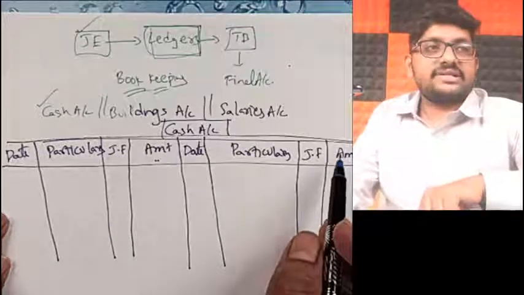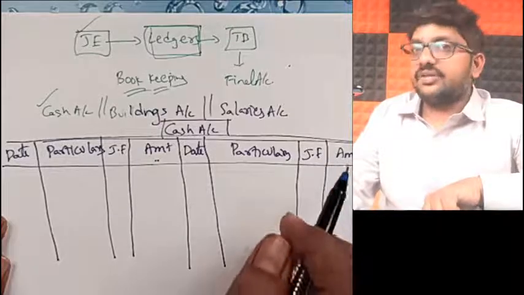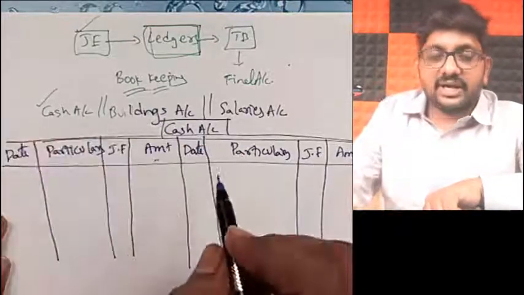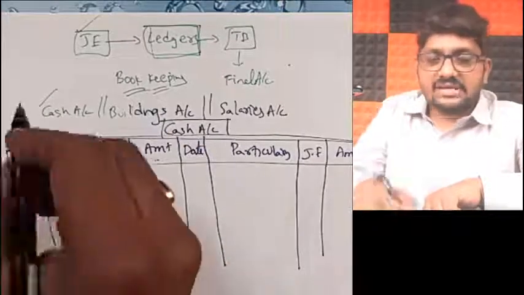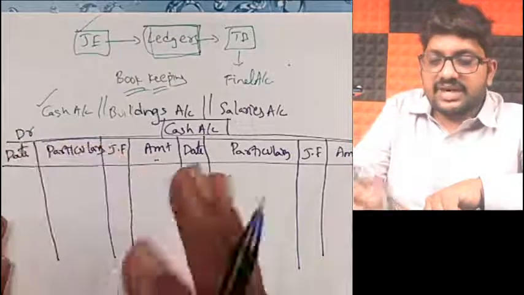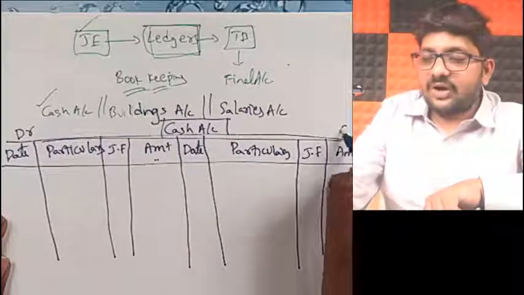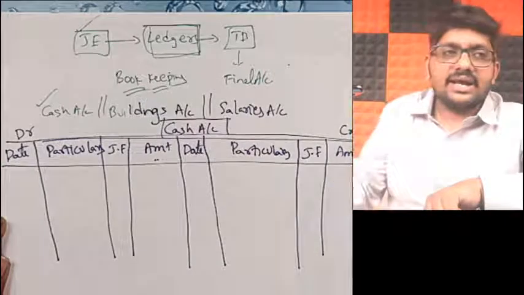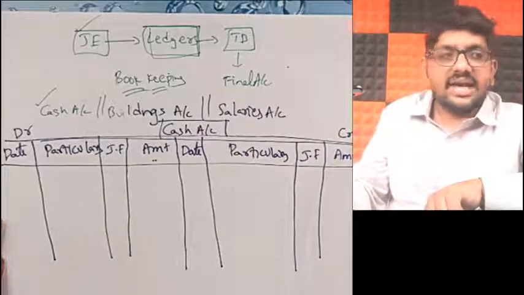Both the sides you are preparing, sir. Yes, we prepare on both the sides, my dear friends. Sir, why two sides? Because whatever be the left hand side of the ledger, we call it the debit side. Whatever be the right hand side, we call it the credit side. We have two sides, debit side and credit side.